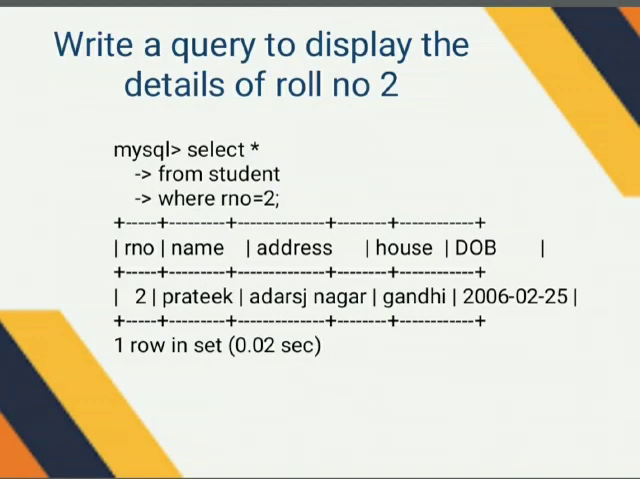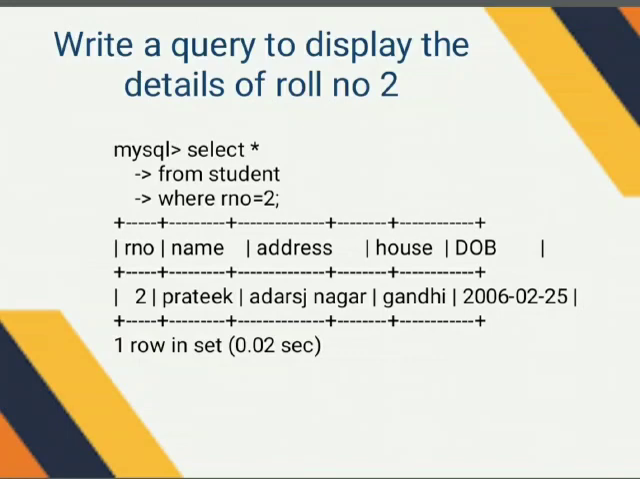Now something new. Write a query to display details of roll number 2. Now, I don't want all the rows. I have put a condition. What condition? I want to display the details of the student with roll number 2. I have three records in the table, but I don't want to see all three records. I have to give the condition. Condition means predicate. And conditions are given with the help of the where clause. What do we have to write?